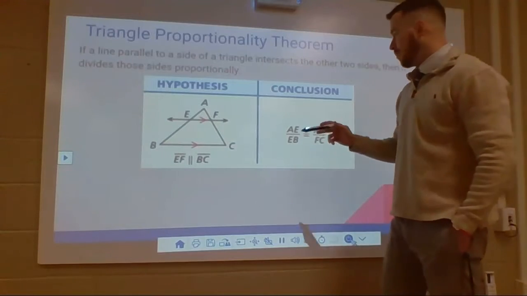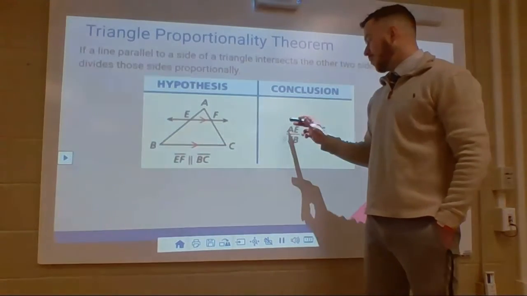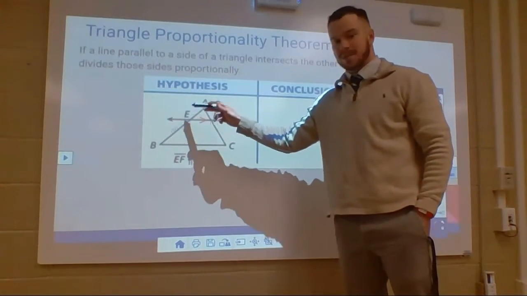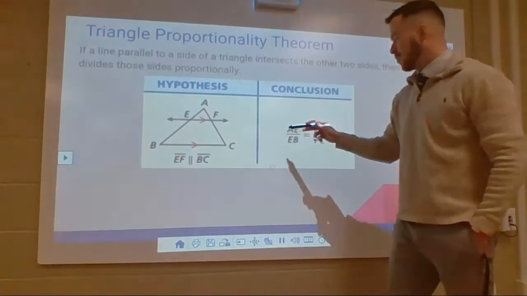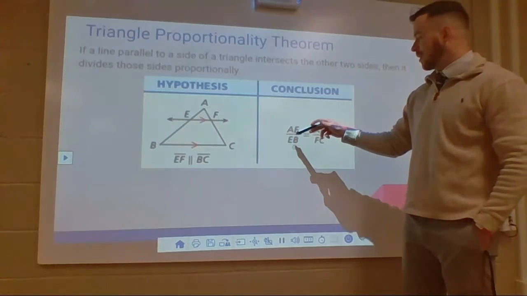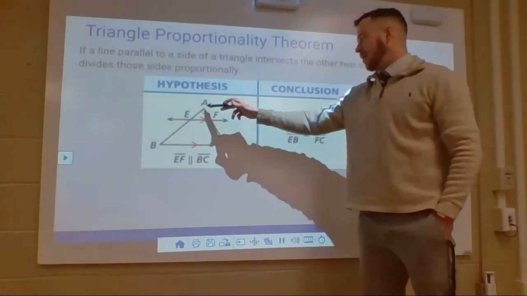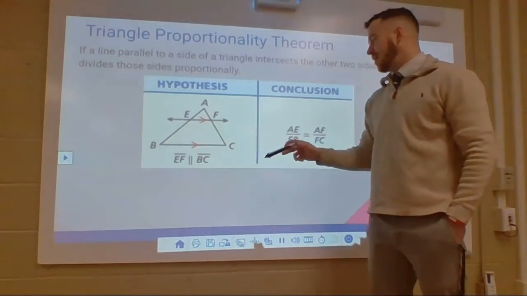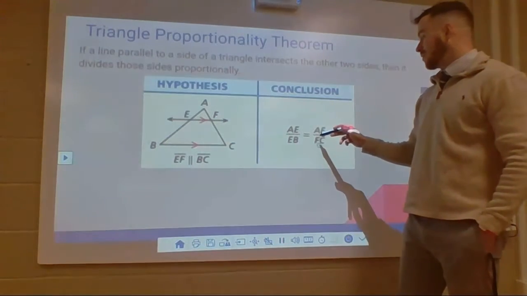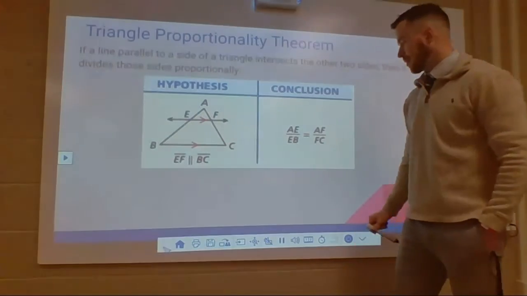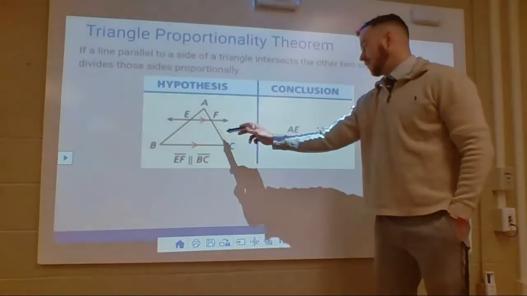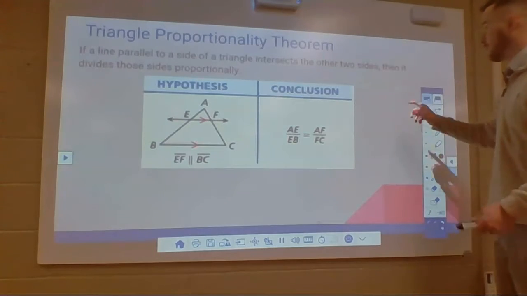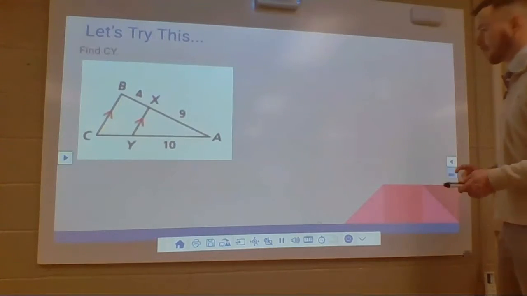Okay, so basically a way we can set up this proportion is to say AE over EB. Since they're on the same side, they compose the same side, you put AE in the numerator and EB in the denominator. AF is going to be in the numerator just like AE is, and then FC is going to be in the denominator just like EB is. And AF and FC are on the same side. So anyway, let's move forward and apply this theorem by working a problem.